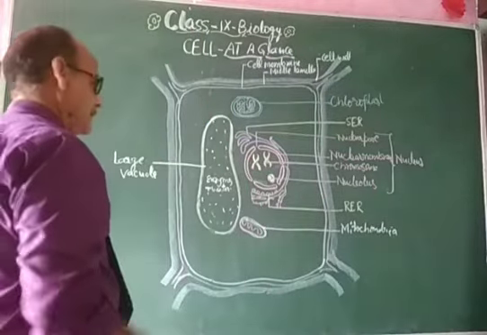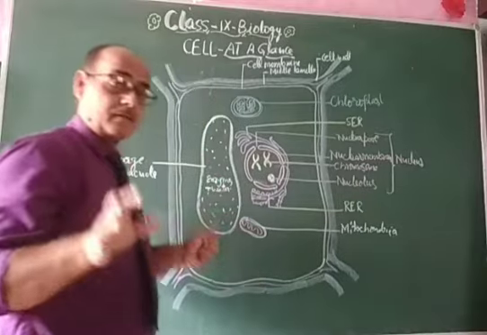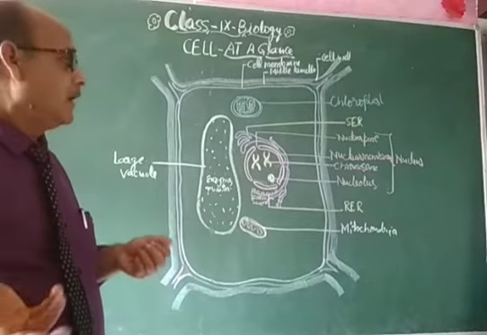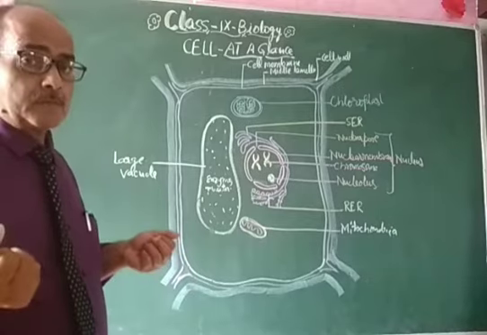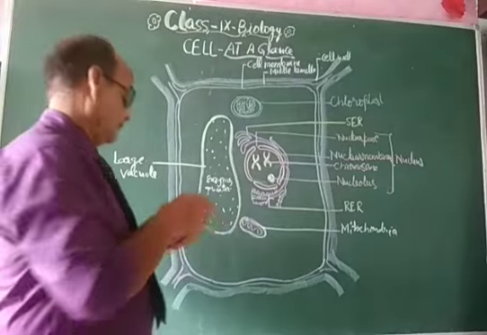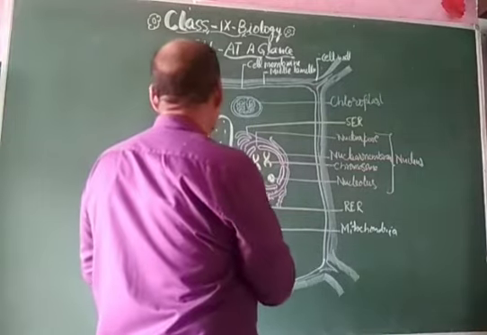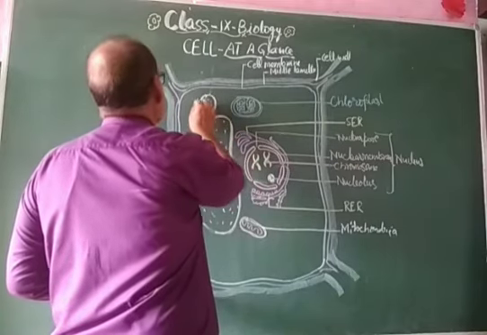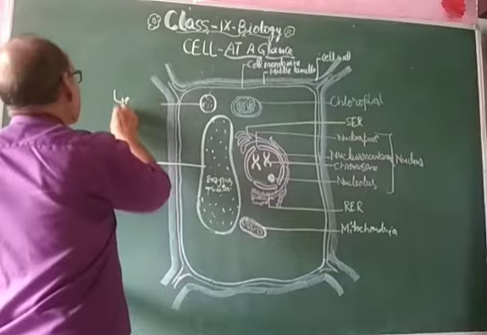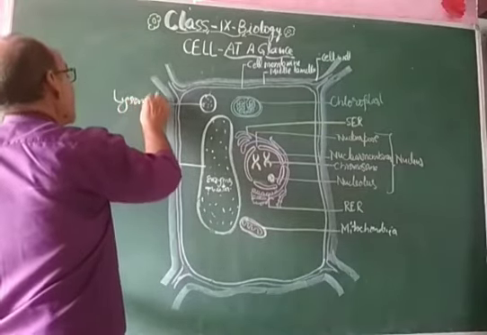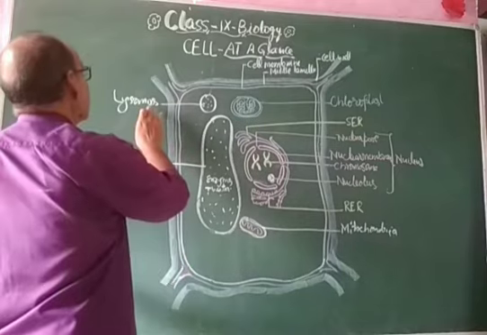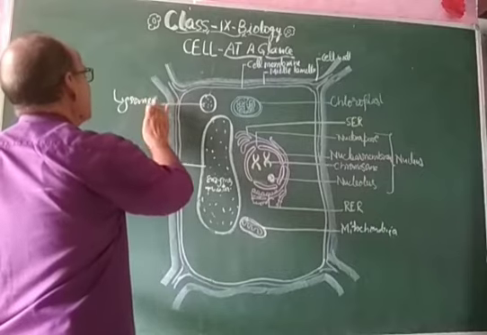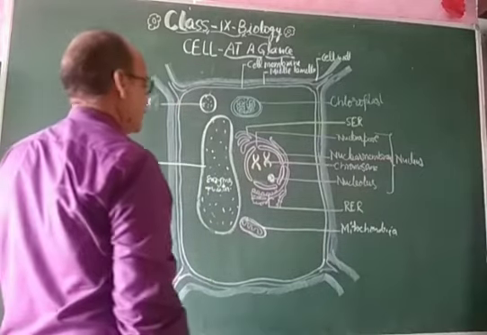and in this plant cell, my dear students, this cell will have all the cell organelles, whether that is Golgi body or dictyosome or lysosome. Everything will be present in this cell. So lysosome, this is the lysosome, but this is found only in the animal cell.